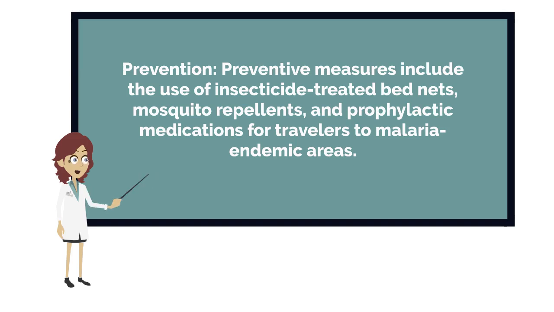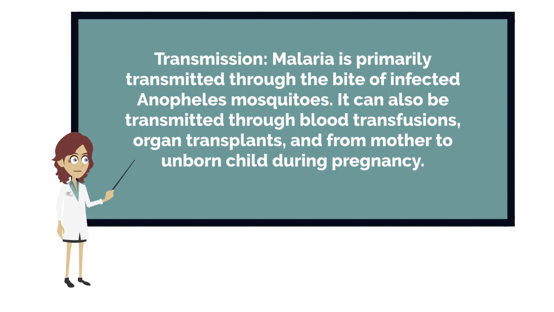Prevention: preventive measures include the use of insecticide-treated bed nets, mosquito repellents, and prophylactic medications for travelers to malaria-endemic areas. Transmission: malaria is primarily transmitted through the bite of infected Anopheles mosquitoes. It can also be transmitted through blood transfusions, organ transplants, and from mother to unborn child during pregnancy.